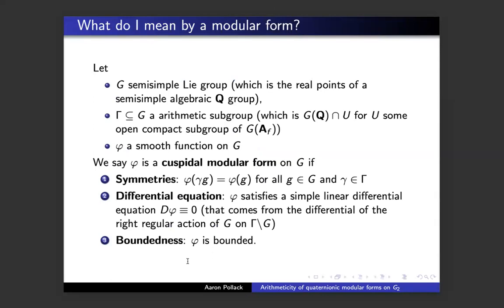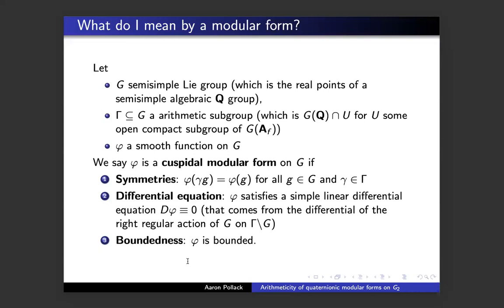So I suppose I have a semi-simple Lie group G, which technically speaking, I really think of as the real points of some semi-simple algebraic Q group. And suppose I have an arithmetic subgroup gamma inside of G, which again, I really think of as coming from the rational structure of some algebraic group over Q. So technically speaking, I take the rational points of an algebraic group and I intersect some compact open subgroup of the finite adelic points of G. But in any case, I have some arithmetic subgroup gamma of G, and I have a smooth function phi on G. So in this setup, I'll say that phi is a cuspidal modular form if the following conditions are satisfied.